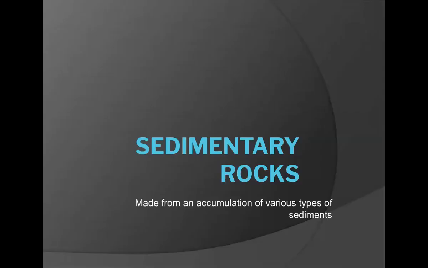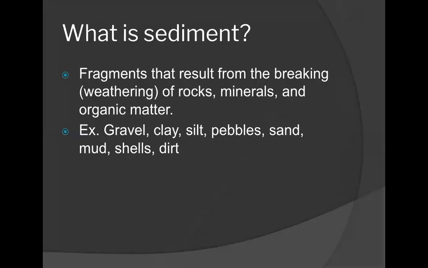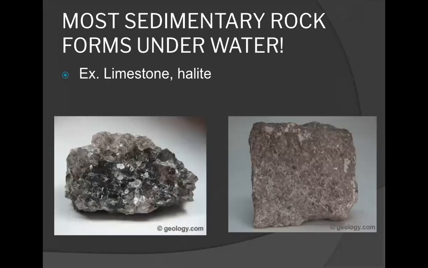Next, we're going to get into sedimentary rocks. Sedimentary rocks are made from an accumulation of various types of sediment, okay? So what is sediment? Sediment are fragments that result from the breaking or weathering of rocks, minerals, and organic matter. So for example, gravel, clay, silt, pebbles, sand, mud, shells, and dirt. So most sedimentary rock forms under water. So for example, limestone and halite.